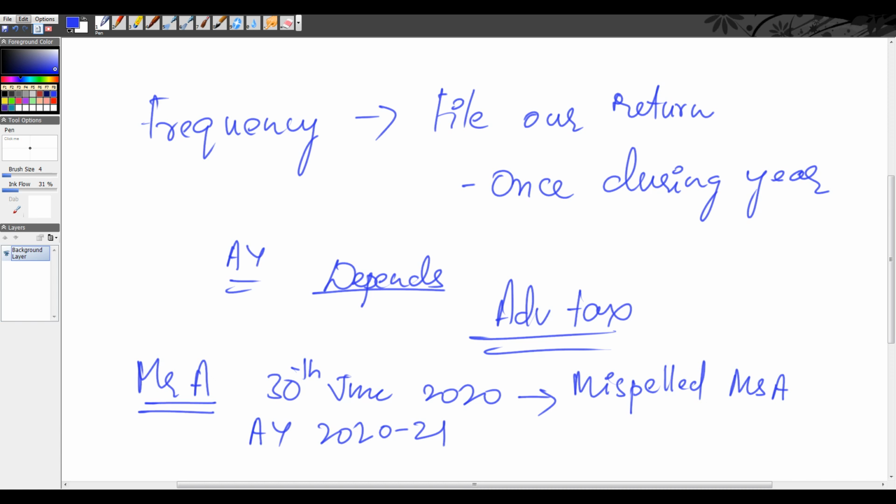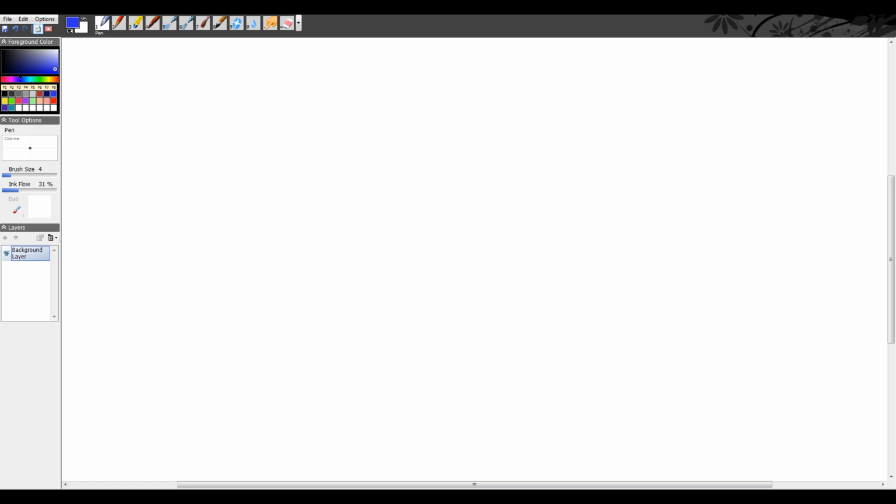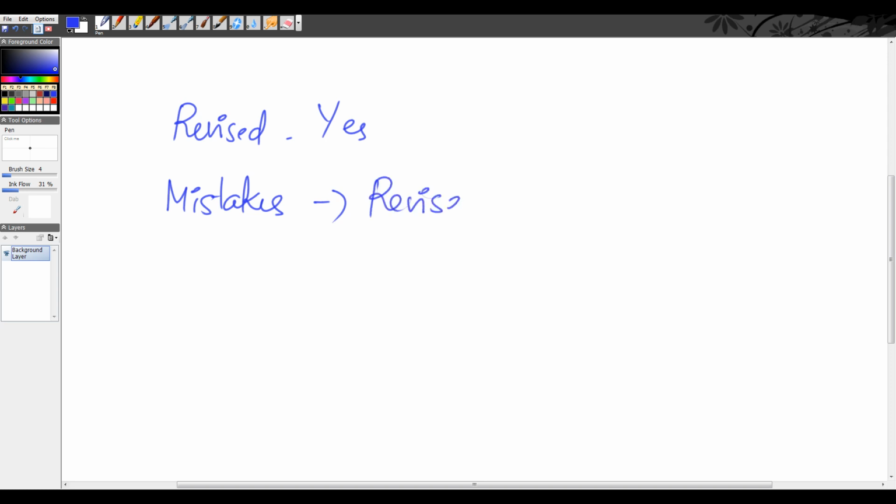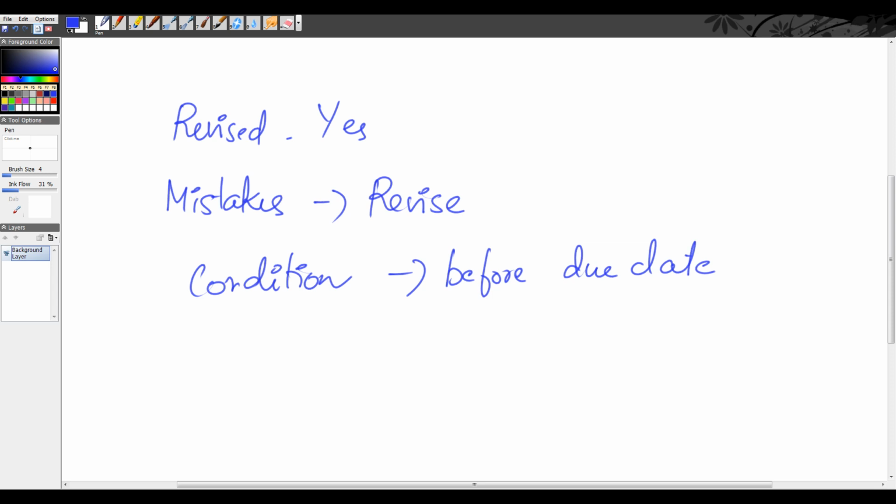So now comes the question of whether that return of income which he has already filed can be revised. Of course, the answer to this is yes. You have already filed the return of income, but there is a mistake which you ascertain later on. In that case, you can always revise the return. But there is one condition attached to this particular revision. That is, you have to file the return before the due date. If you do not file the return before the due date, there is no question of revision.